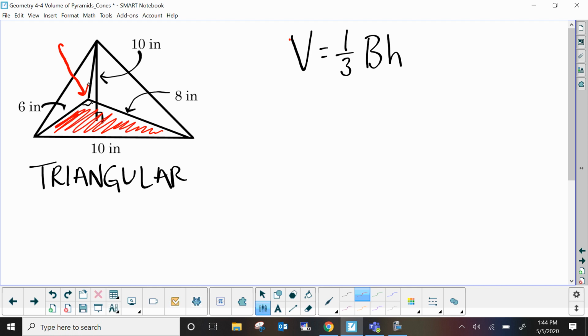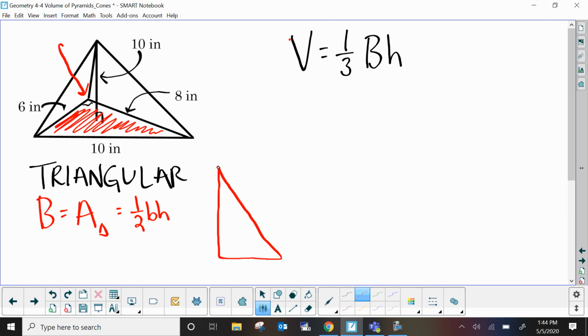So that tells me my capital B is the area of that triangle, which is 1/2 base times height of that triangle. Now, that means the base and the height of the triangle, not of the pyramid, of the triangle. Now, if I were to draw this triangle like this, right? This part is 6, this part is 8, and this part is 10. So it's given me all three sides of the triangle.